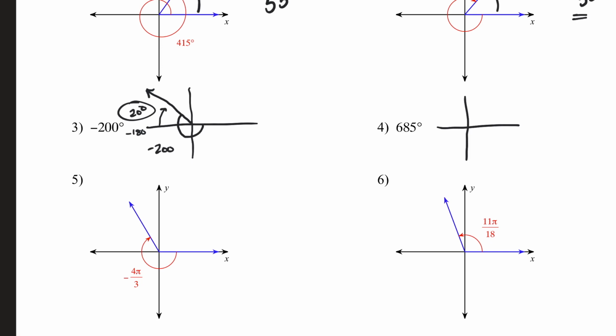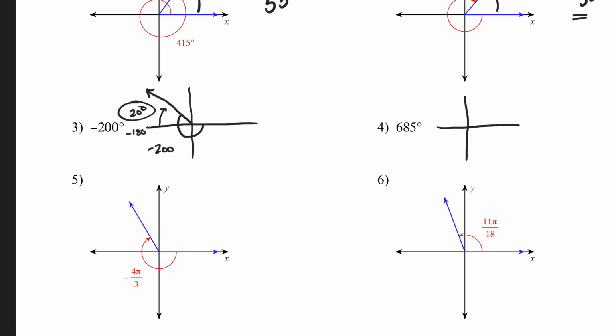685 is a very big positive angle, so we can start to go around the unit circle. If we go around just one full time, that's going to get me 360 degrees. So I'm going to have to go around even more. Each time you hit a quadrant, that's going to be 90, and then another 90, and then another 90, and so forth.